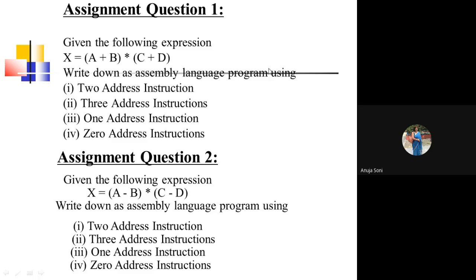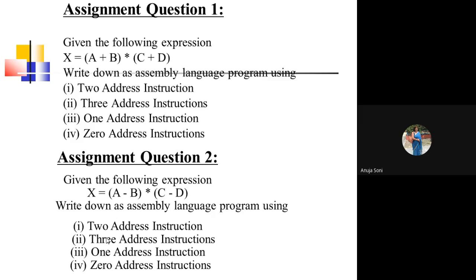This is an assignment question. Assignment 2. Given the following expression, write down an assembly language program using two address instruction, three address instruction, one address instruction, and zero address instruction. You have to incorporate these questions as a part of your assignment. Now in the expression, there is a change: here there was plus, here it is minus. The only minor change is there.